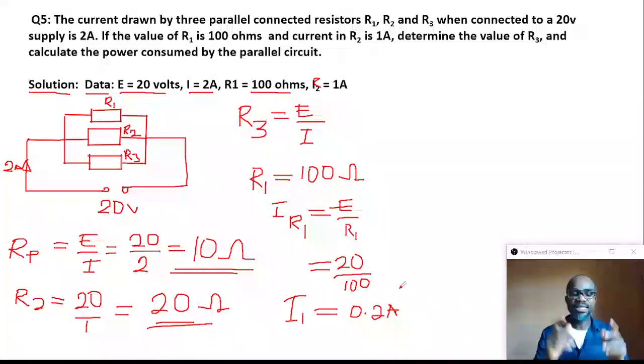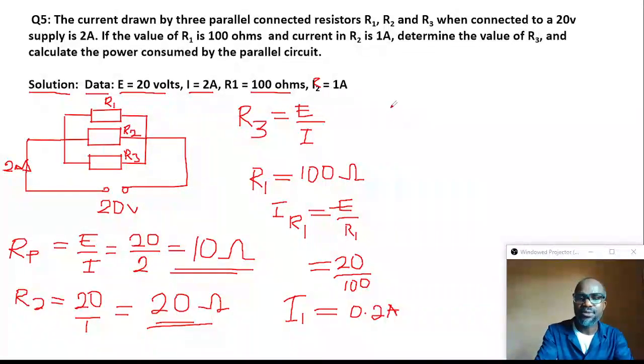Thank you. Let's continue. We have found the current flowing in resistor R1 is 0.2 amps. Good. Now we can find the current that will flow into resistor 3, because current is not the same in parallel connected resistors. So now we know the current flowing in resistor 1 and the current flowing in resistor 2. We can simply find the current flowing in resistor 3.